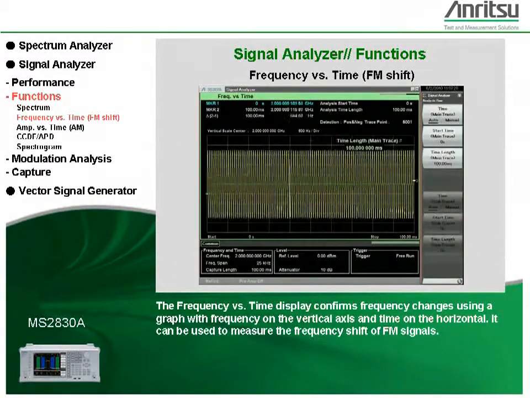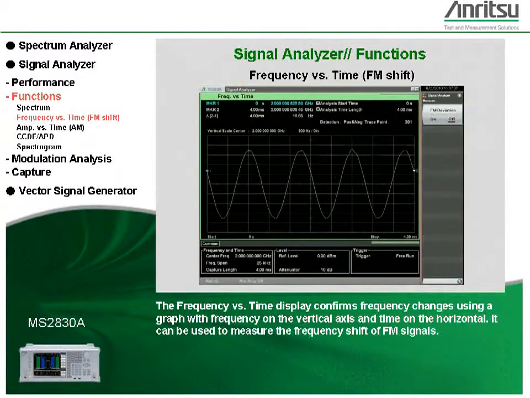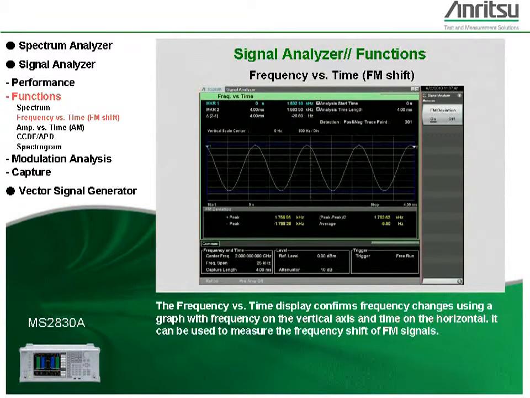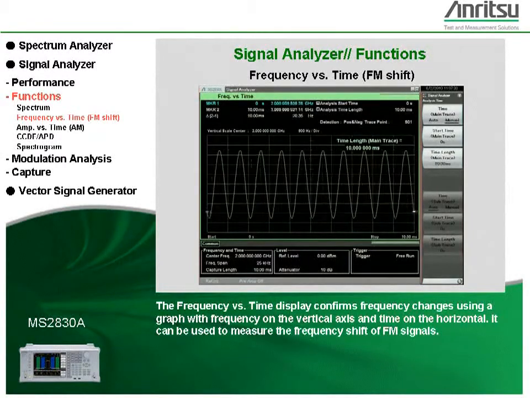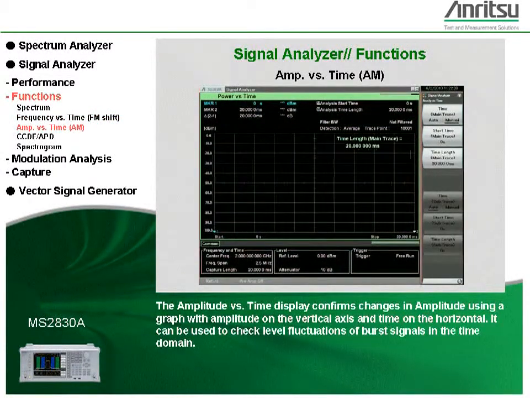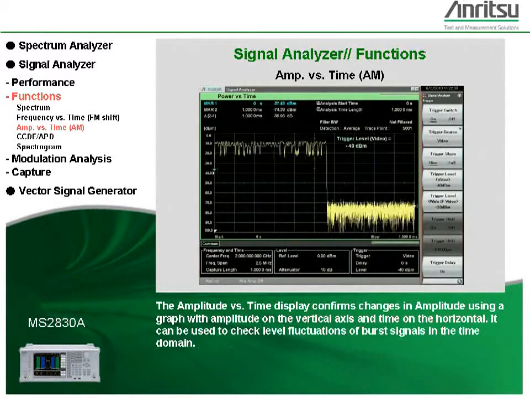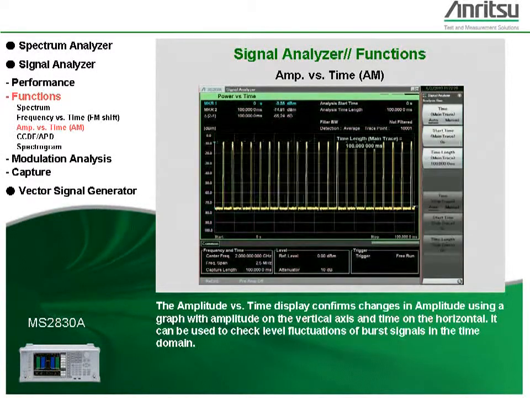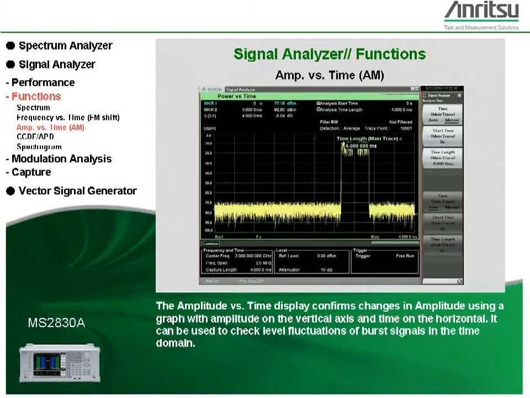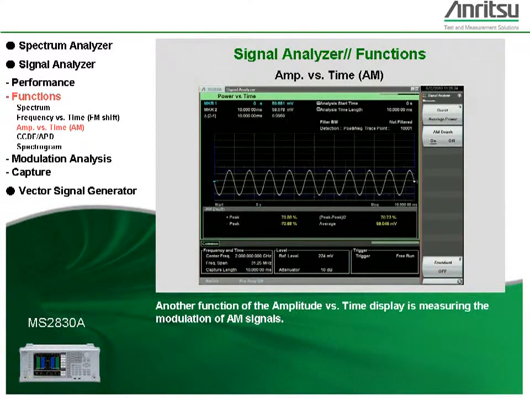The frequency versus time display confirms frequency changes using a graph with frequency on the vertical axis and time on the horizontal. It can be used to measure the frequency shift of FM signals. The amplitude versus time display confirms changes in amplitude using a graph with amplitude on the vertical axis and time on the horizontal. It can be used to check level fluctuations of burst signals in the time domain. Another function of the amplitude versus time display is measuring the modulation of AM signals.